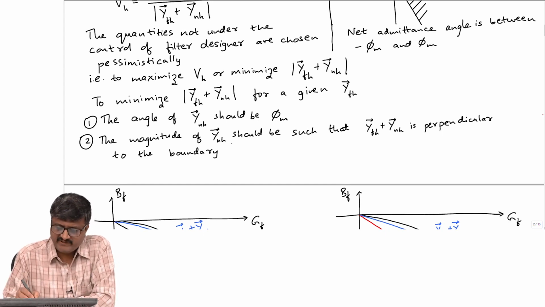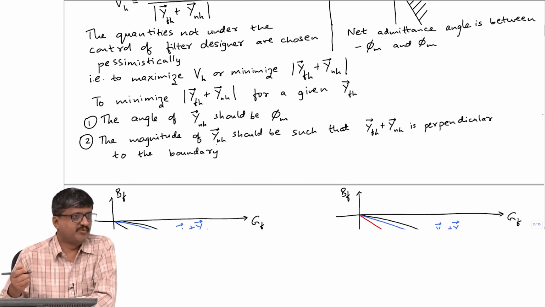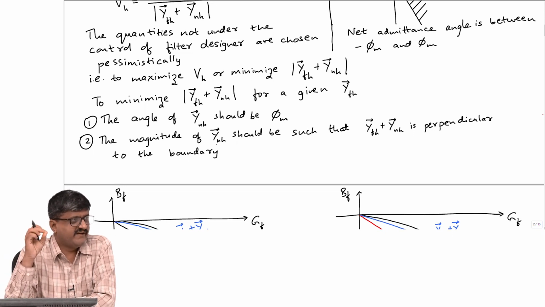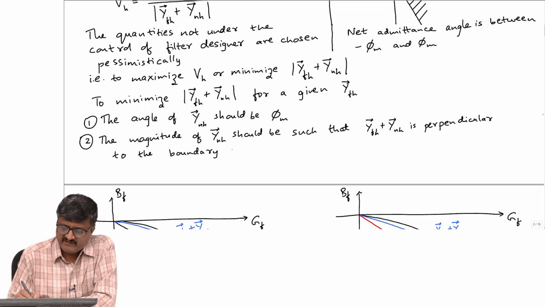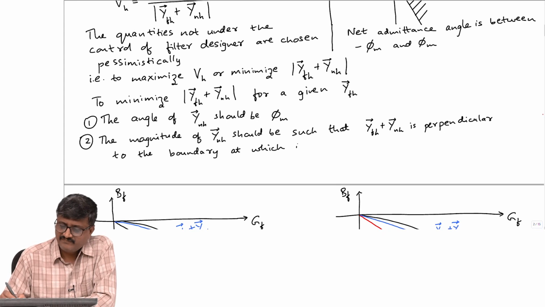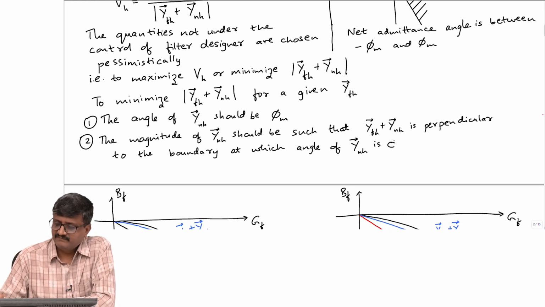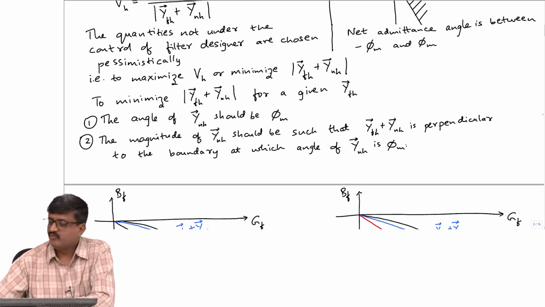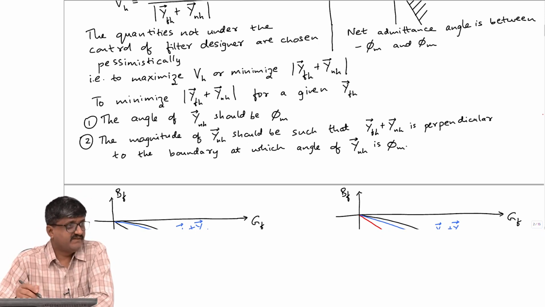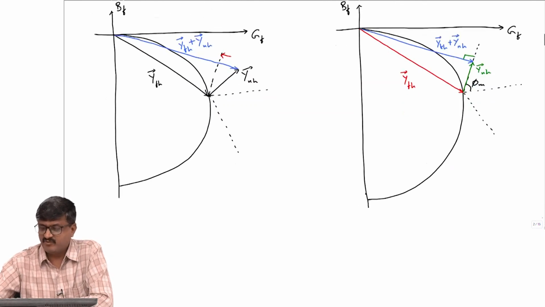So, perpendicular to the boundary means which boundary? There are two boundaries. One which corresponds to the angle of the admittance being equal to phi m. So, the boundary at which the angle of y n h is phi m. So, that is how we chose y n h. We still maintain this method of choosing y n h, but how to choose y of h is the question now.